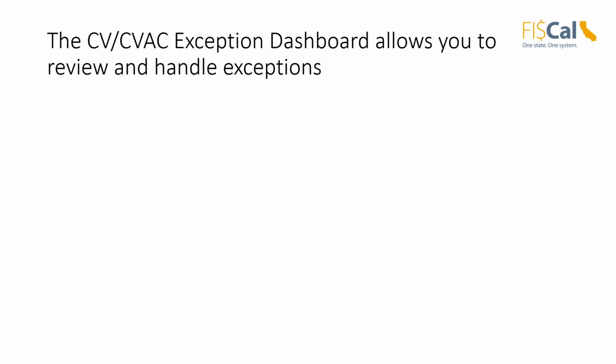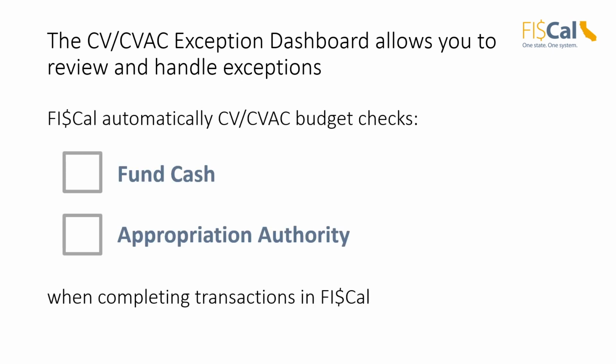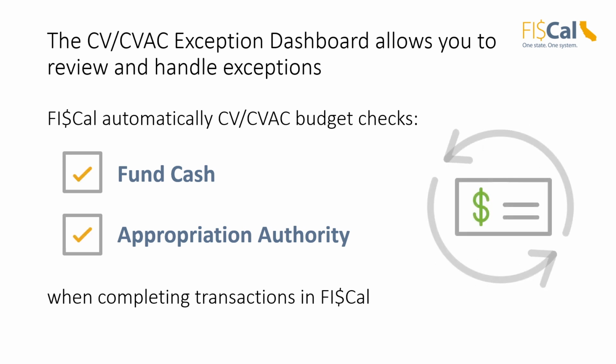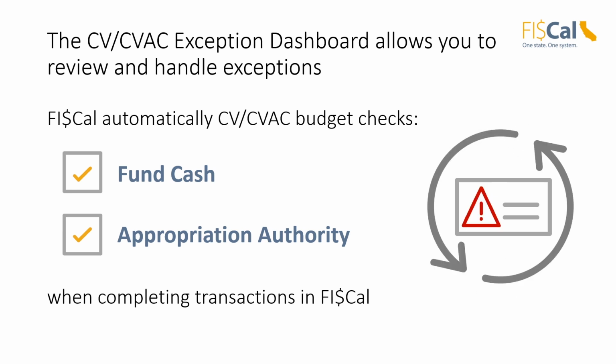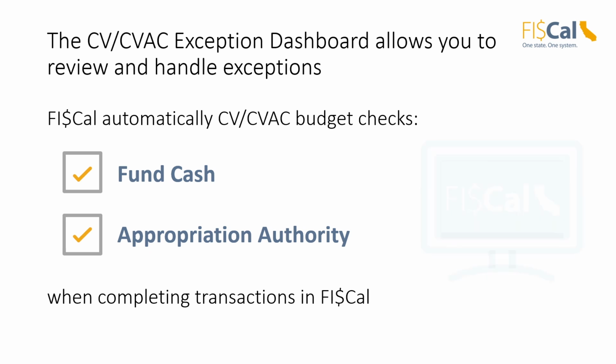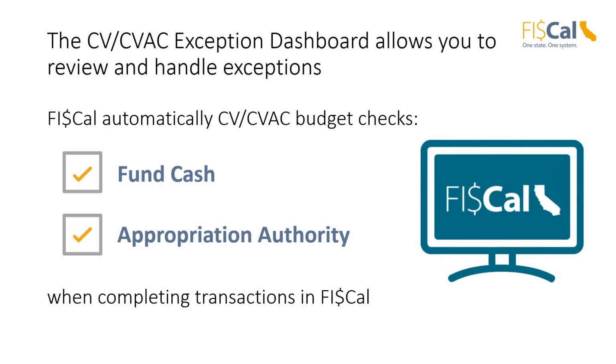Recall that when transacting in Fiscal, CVAC budget check automatically creates exceptions if there is not enough fund cash or appropriation authority. An exception will prevent a transaction from moving forward until corrected. Fiscal has released the CVAC exception dashboard, which you can use to view exceptions and begin exception resolution.